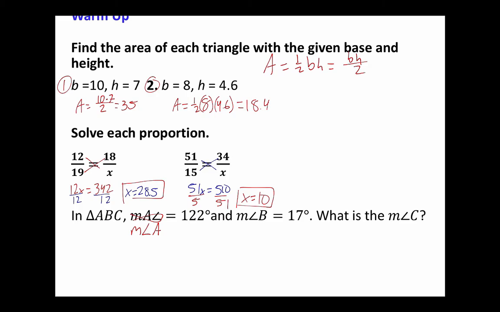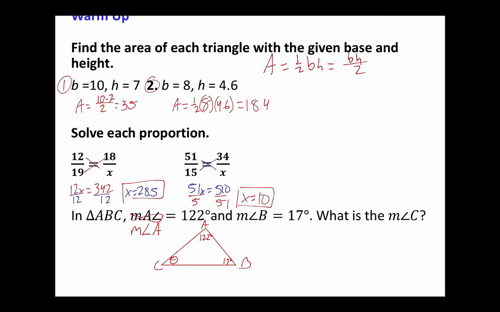Now, if it helps you to think about this, actually drawing out a triangle. So let's just draw one out. That looks kind of like a right triangle, but we don't know if it is. So let's say that's angle A, that's angle B, that's angle C. A is 122 degrees. B is 17 degrees. We got to figure out what angle C is.